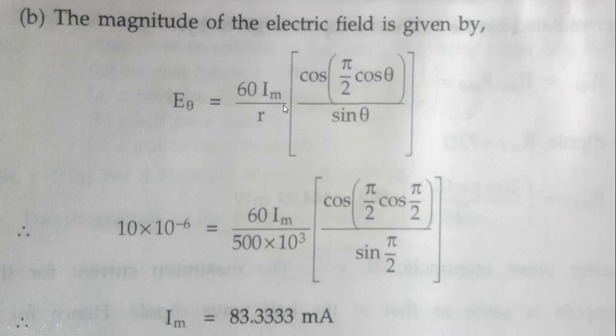Likewise, you can calculate the unknown parameter Im. r is 500 kilometer, and you can substitute the value of E theta. So the unknown parameter, the peak value of the current, you will get as 83.33 milliampere for the half wave dipole.